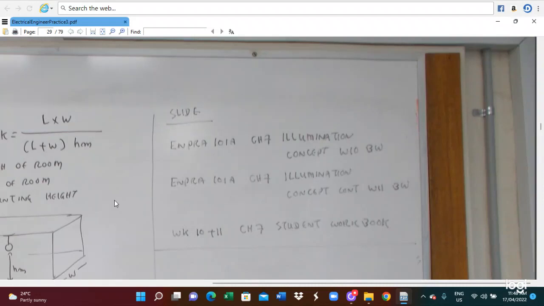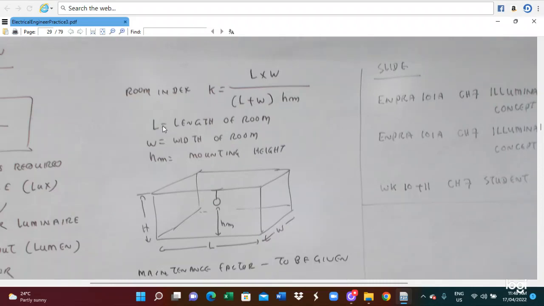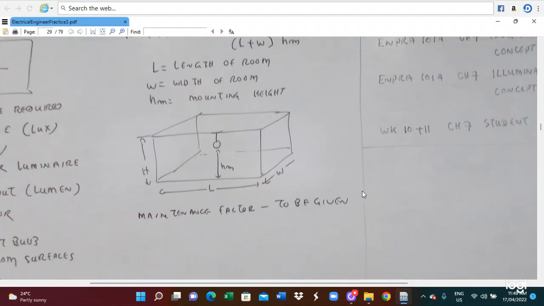So in this case, we can also calculate the room index. Room index K can be calculated as L times W divided by (L plus W) times Hm. In this case, L is the length of the room, W is the width of the room, and Hm is the mounting height. So the maintenance factor needs to be given in the problem.